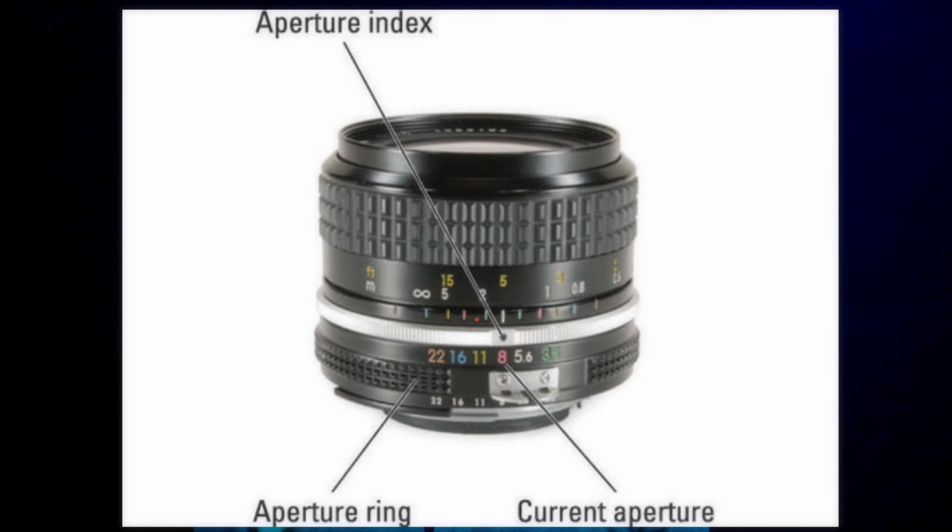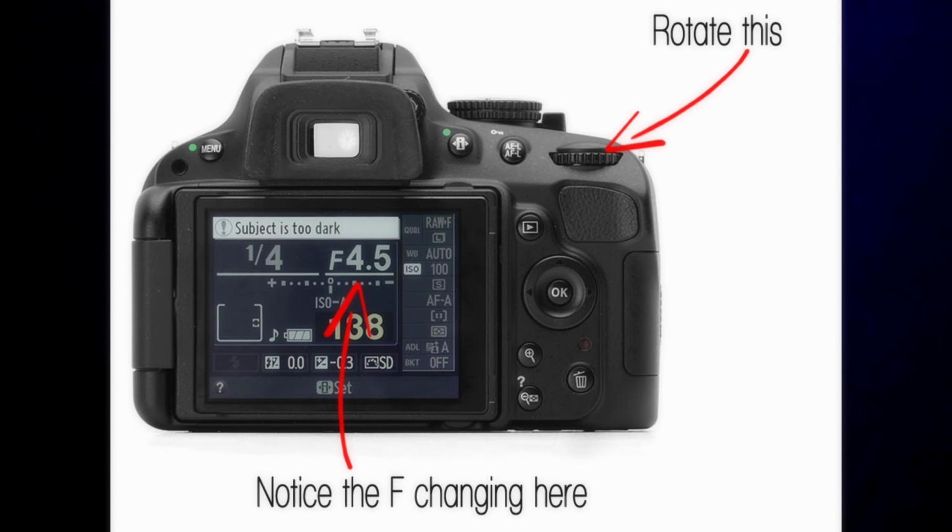Now we'll talk about how do we set the aperture values. In the older lenses or the manual lenses, we have an aperture ring on the lens through which we can change the aperture size. But in the newer lenses, we do not have any such ring and we have to change the aperture size through the camera settings.